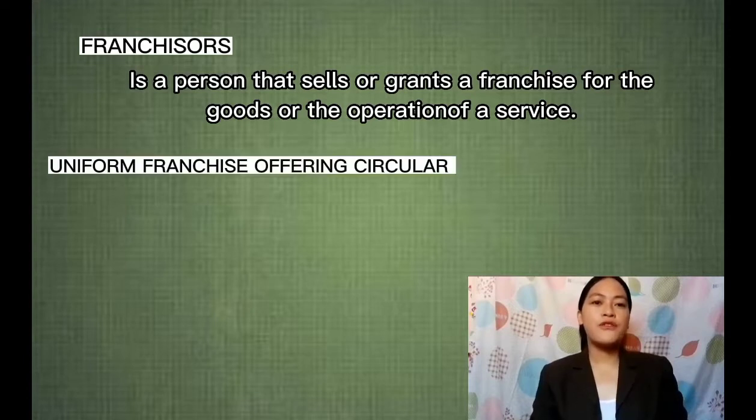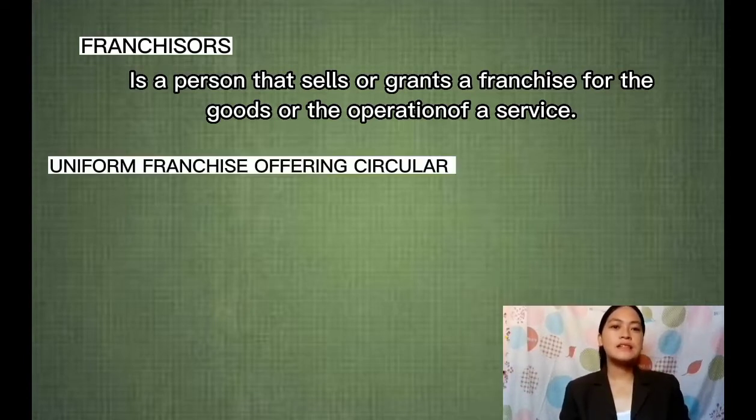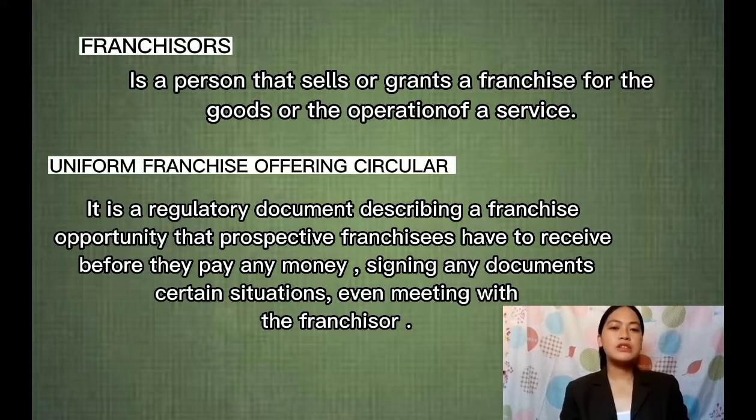Uniform franchise offering circular. It is a regulatory document describing a franchise opportunity that prospective franchisees have to receive before they pay any money, sign any documents, or in certain situations, even meet with the franchisor.